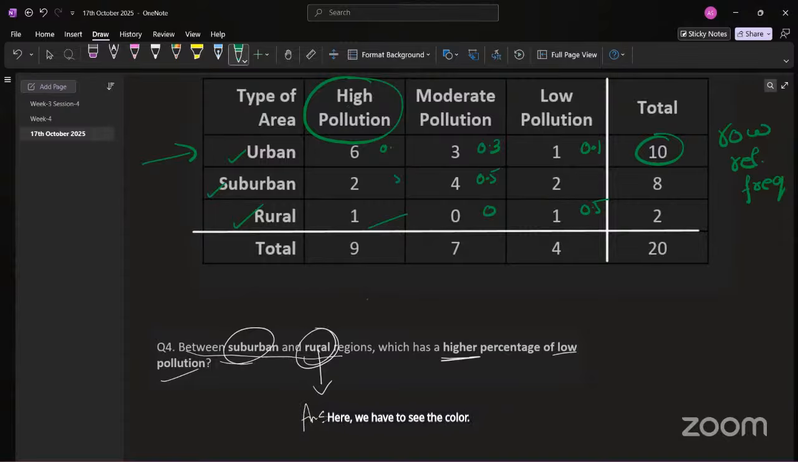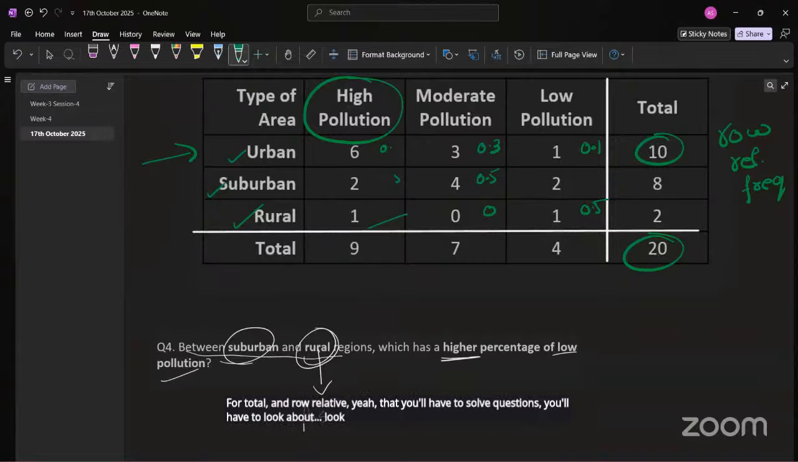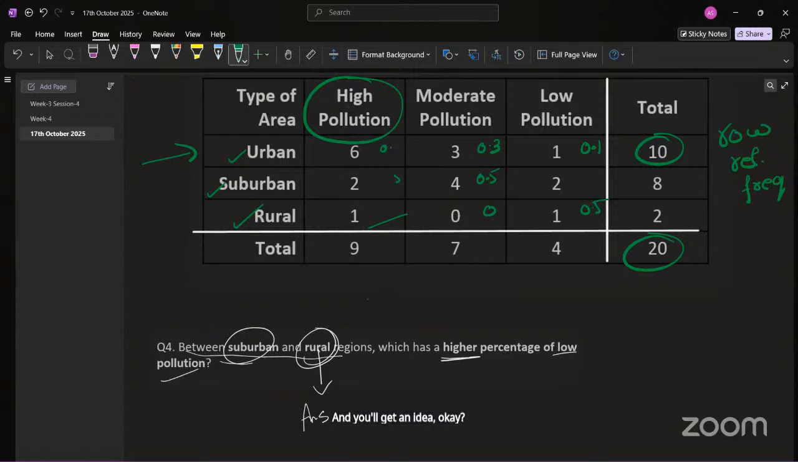No, sir, for total and row level relative, you will have to solve questions. You will have to look at all the wordings that are there, and you'll get an idea. Okay, sir. Solve the practice questions, and if you ever have any doubt, you can post it on Discourse. We'll tell you the answers.